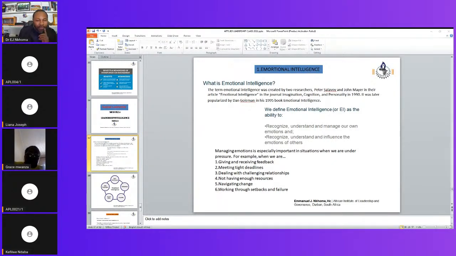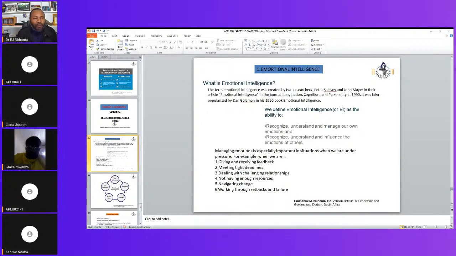So I am saying navigating change. When you are changing management, when you are changing leadership, when you are changing promotions, they always raise emotions. Emotions will always rise whenever there is change. I can give you a lot of examples.